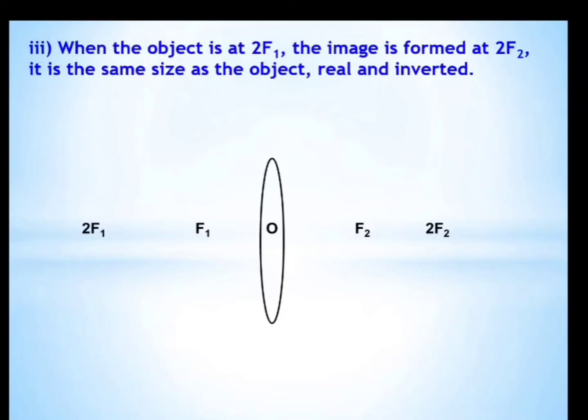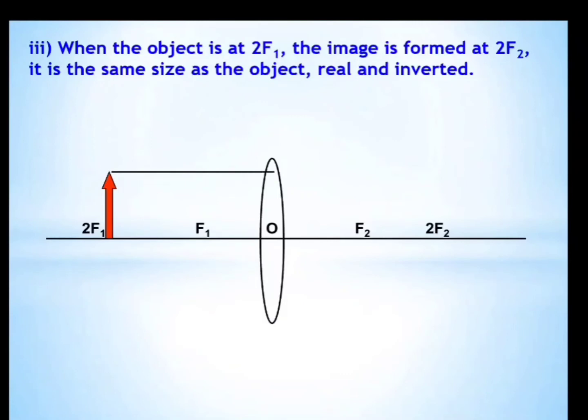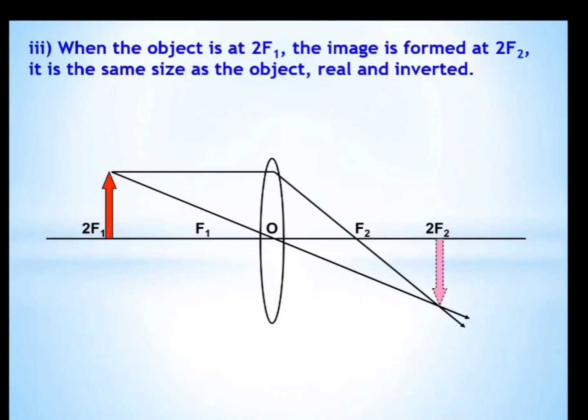Then third, we have the object at 2f. So when the object is at 2f, the image is formed at 2f because the first ray, which is going parallel to principal axis, will pass through focus, and second ray through O goes undeviated, and both of them intersect at 2f, which gives a real, inverted and same size image as the object.